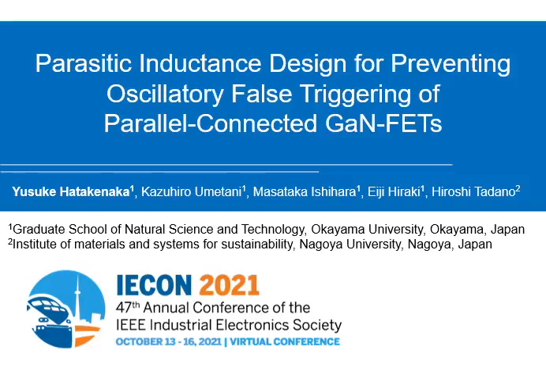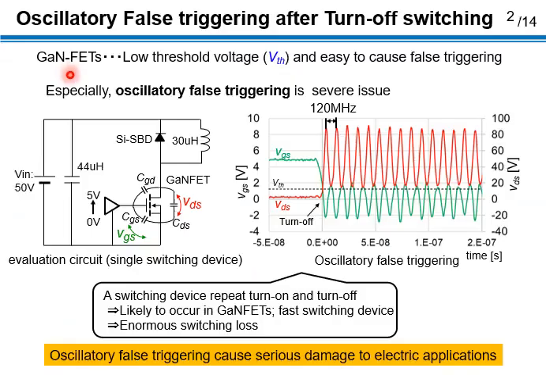Now I talk about PCB design conditions to suppress the oscillatory false triggering of parallel connected GaN-FETs. First of all, GaN-FET has excellent performance, but it has the disadvantage of a low threshold voltage and is easy to cause false triggering. Especially, the oscillatory false triggering is a serious issue that can occur in GaN-FETs. The oscillatory false triggering is a self-sustained oscillation phenomenon induced after fast switching.